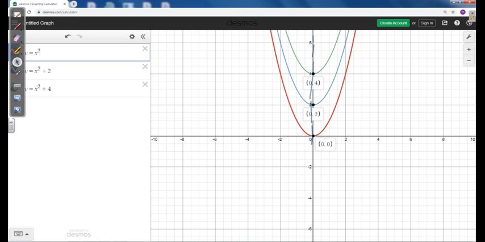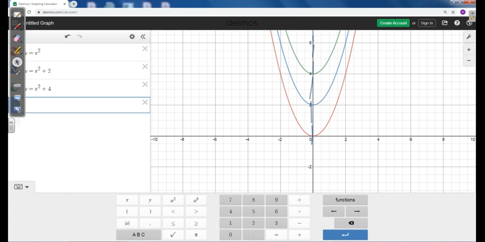Perfect. Now, what would be my next one? y equals what? x squared minus 1. So what do you think is going to happen? It's just going to move down. My original graph is going to move down. Is it going to flip? No, it will not flip. What causes a flip? What causes a reflection? The a value. If the a is negative, that's the only thing that causes a reflection.